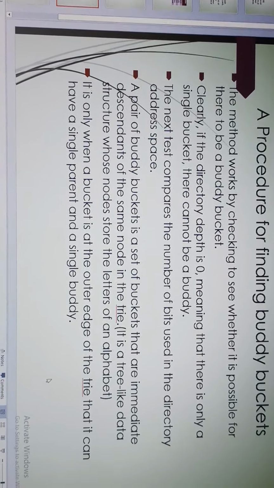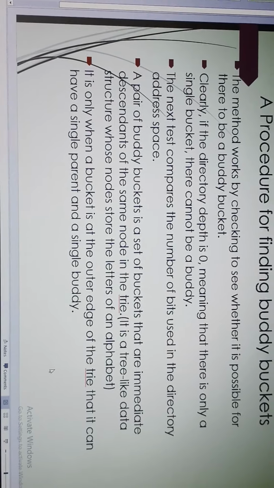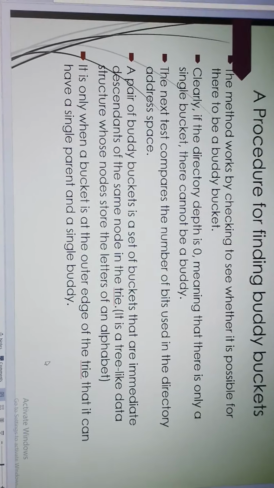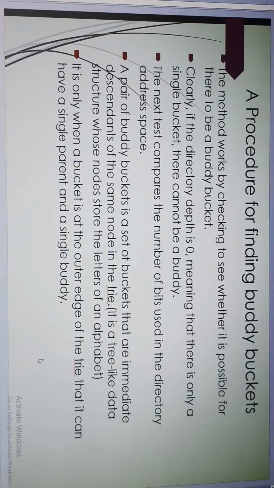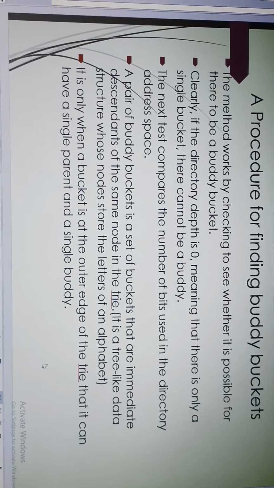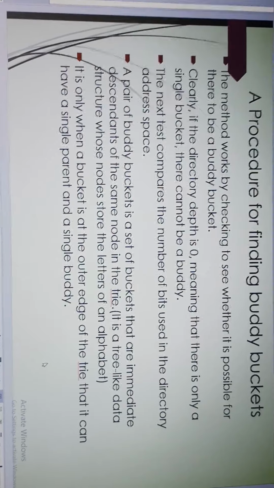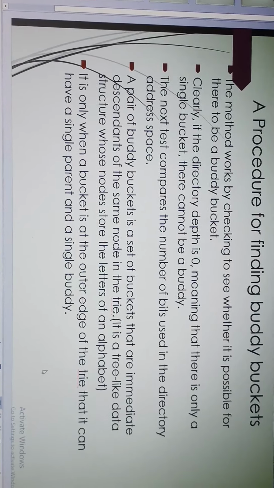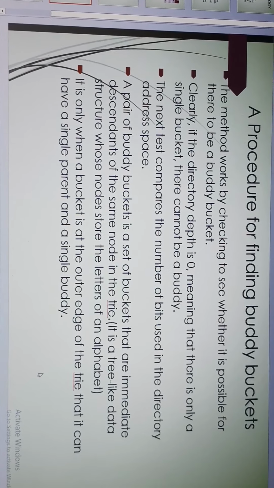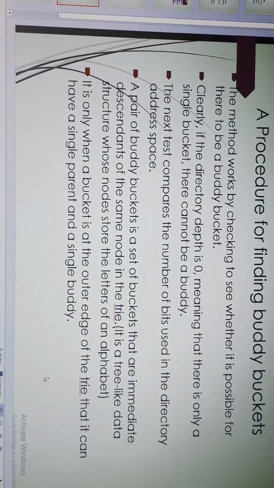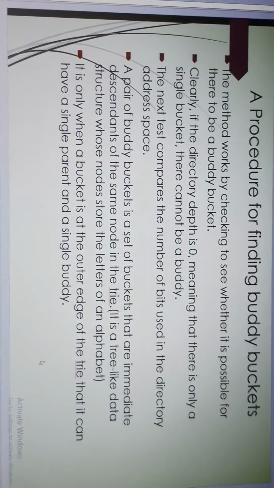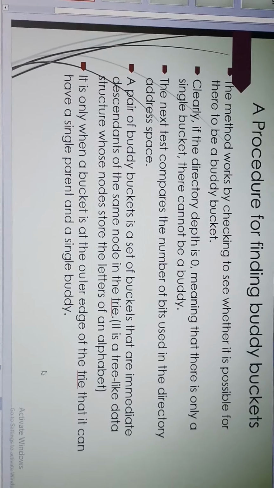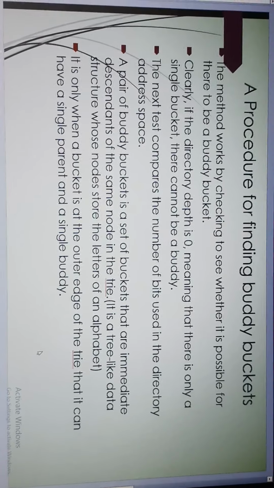Clearly, if the directory depth is equal to 0, it means that there is only a single bucket available. There cannot be a buddy. If the directory depth is equal to 0, it concludes that there will be a single bucket and that cannot be a buddy. The next test compares the number of bits used in the directory address space, where the counter, the records and the address are stored in that hash table. This process will carry on.